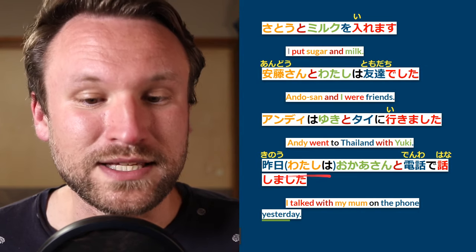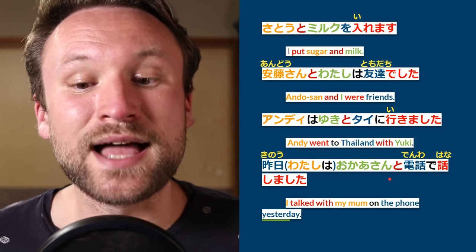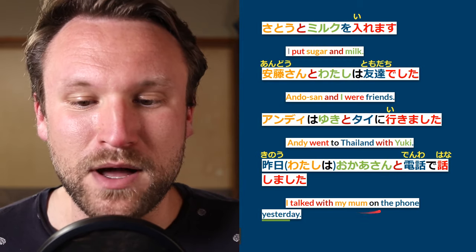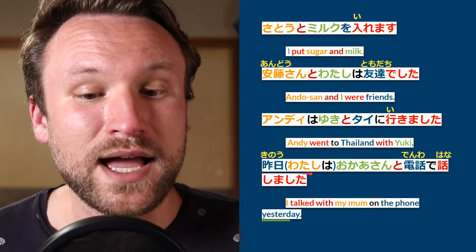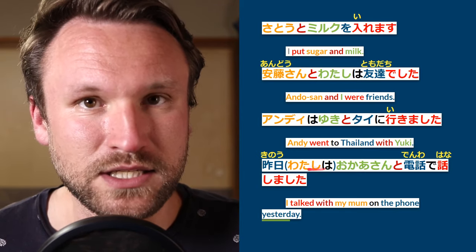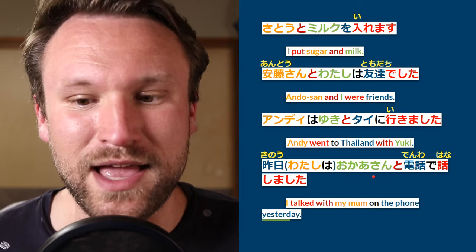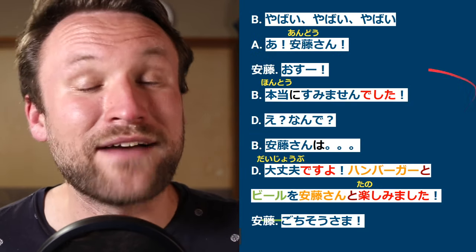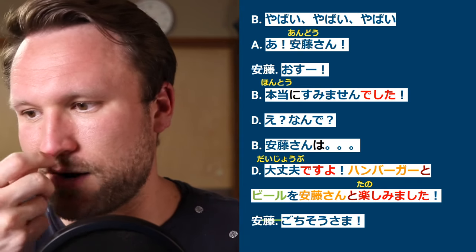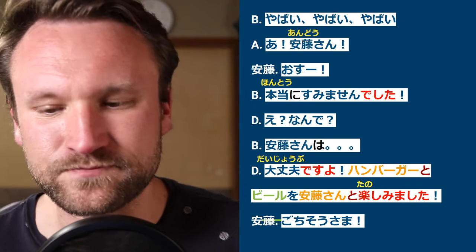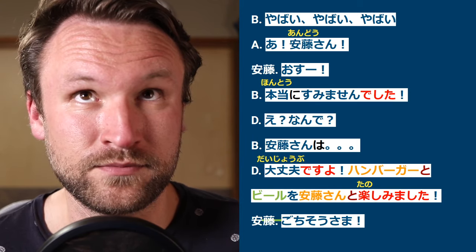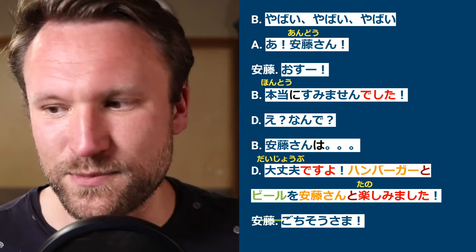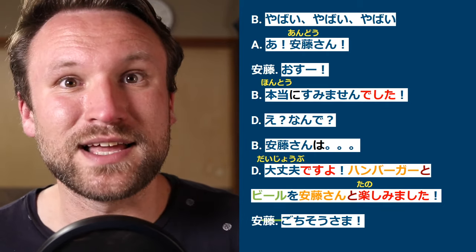Kino, watashi wa is in parentheses, it's optional. Kino, oka-san to denwa de hanashimashita. I talked with my mom on the phone yesterday. The watashi wa is implied; you don't need it. We have not covered that usage of de yet. That comes in a later lesson. That means we use the phone, it's usage of something. Don't worry about it too much. But the important part is oka-san to, with my mother.